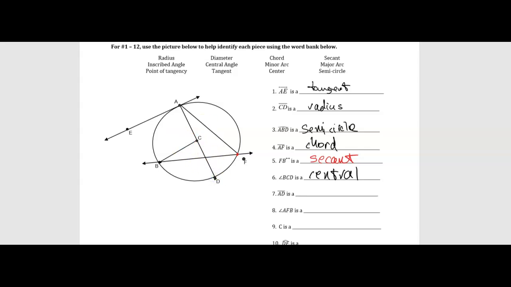Segment AD. So A to D goes right through the middle. It's a chord, technically, but it's the chord that goes through the center of the circle. Allows us then to give that a more specific name. That's the diameter of our circle.